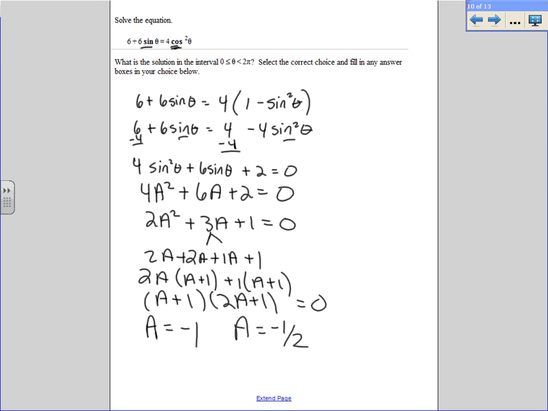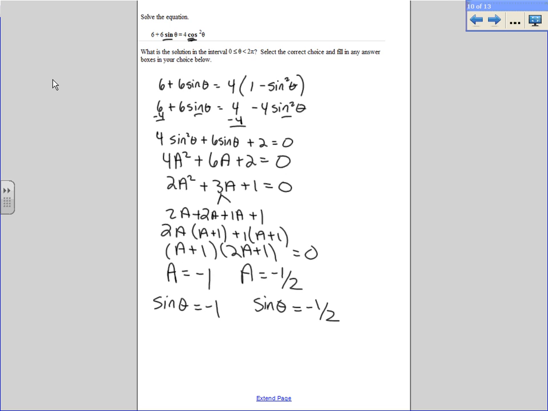Now recall what a was. A would be the sine of theta. So now I've got sine of theta equals negative 1. And also here the sine of theta equals negative 1/2. Okay, notice they don't have coefficients, so I don't have to do all the k business.